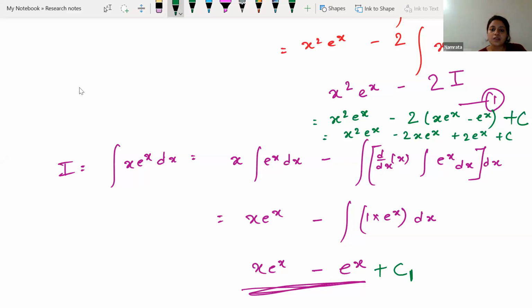Yes, ma'am. So we started by applying the integration by parts formula. But once we applied the formula, we found that again we got one integration where we need to apply the integration by parts formula. So separately we have done that, and we have just gone back and substituted the value over there.